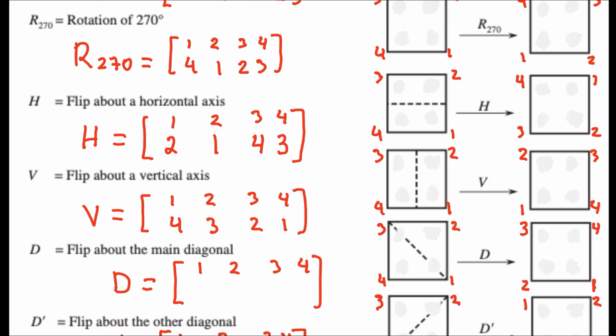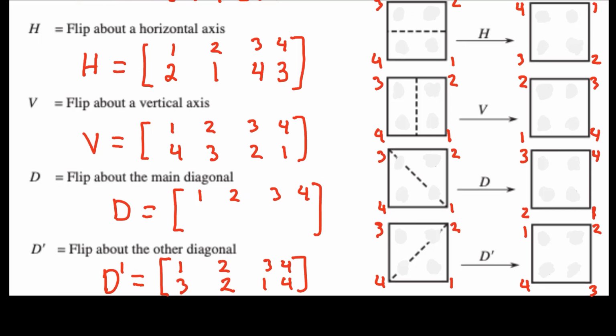The vertical axis, the flip about the vertical axis is very similar. So for the vertical axis, you rotate the original square, labeling 1, 2, 3, 4 like this. So this whole segment will now move here, and this whole segment will move here. So that's why 1 goes to 4, 4 goes to 1, and the other two elements just basically interchange each other.